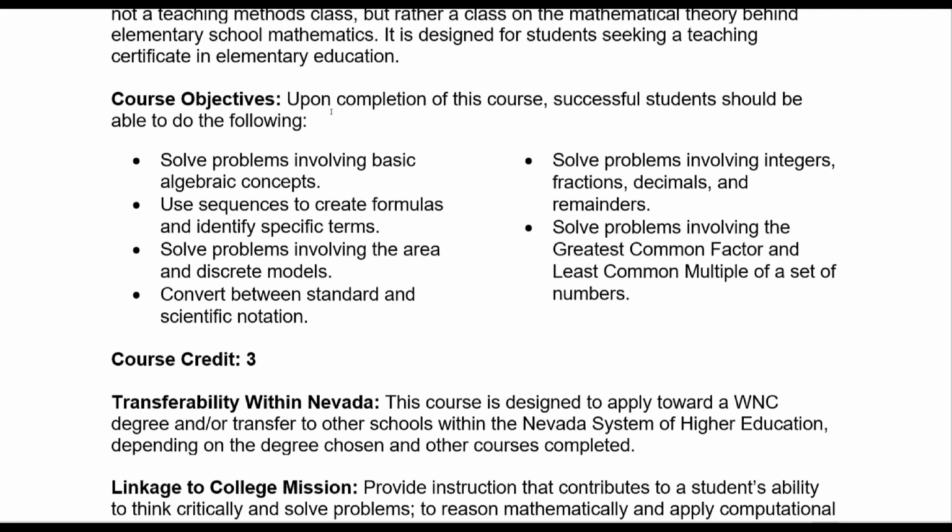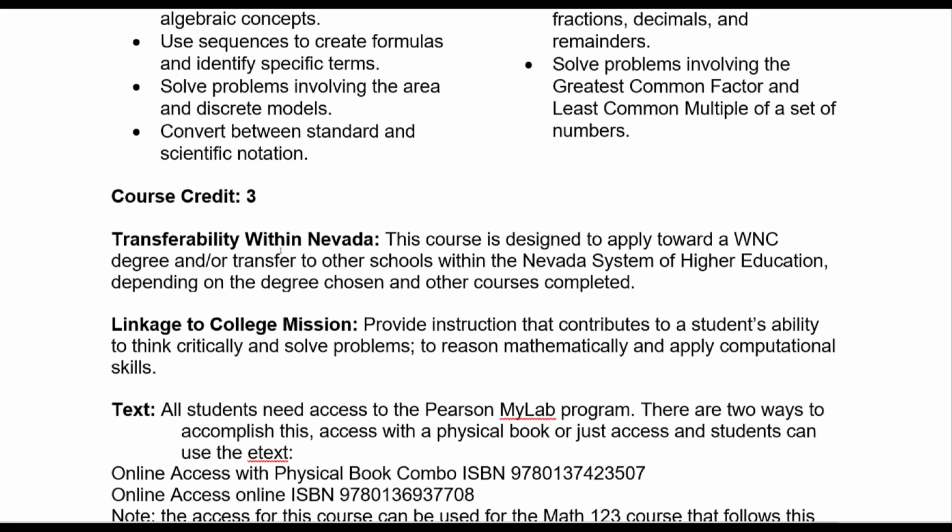Course objectives. Upon completion of this course, successful students should be able to do the following: solve problems involving basic algebra concepts, use sequences to create formulas and identify specific terms, solve problems involving the area and discrete models, convert between standard and scientific notation, solve problems involving integers, fractions, decimals, and remainders, solve problems involving the greatest common factor and least common multiple of a set of numbers. And the course credit is 3.